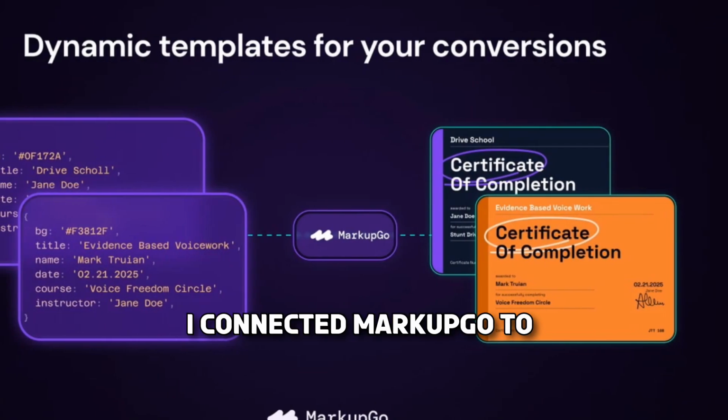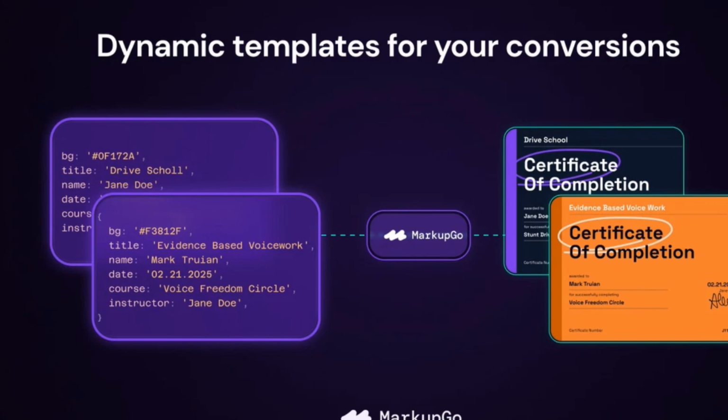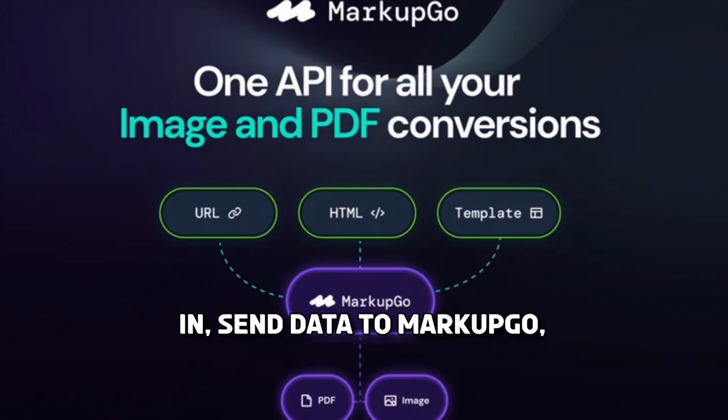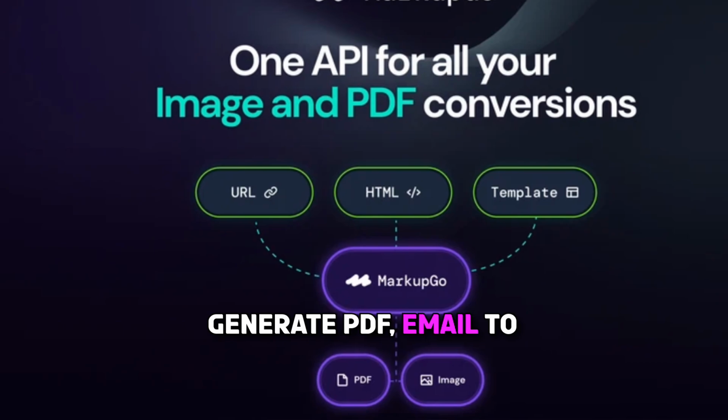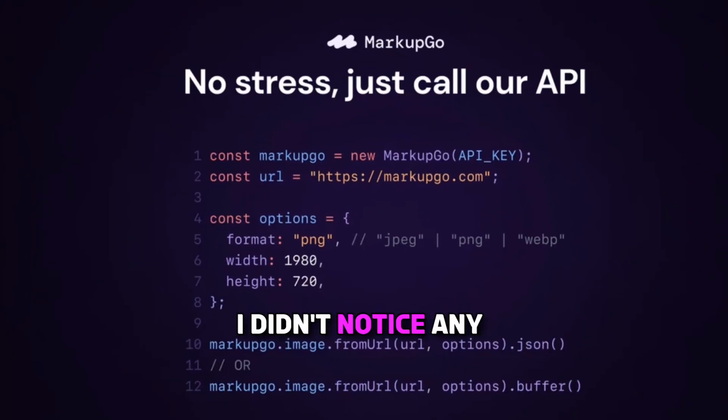I connected MarkupGo to my automation tool. I use Make, formerly Integromat, but it works with Zapier too. I set up a workflow. When a new order comes in, send data to MarkupGo, generate PDF, email to client. It just works. The speed is solid. I didn't notice any timeouts.